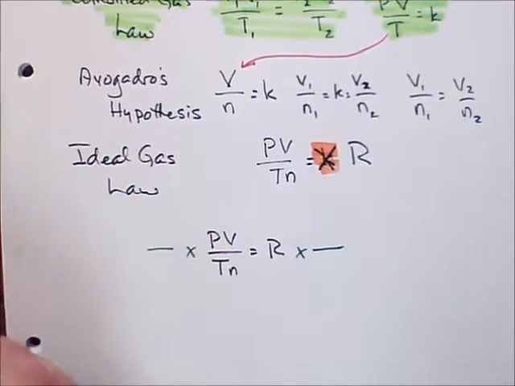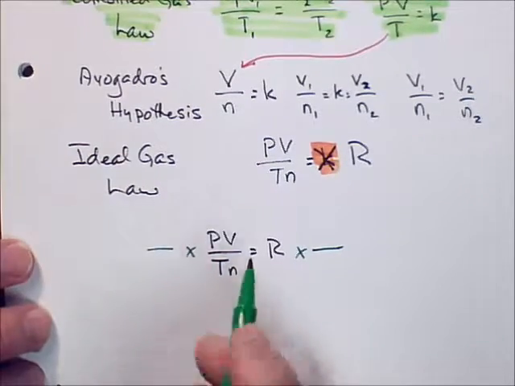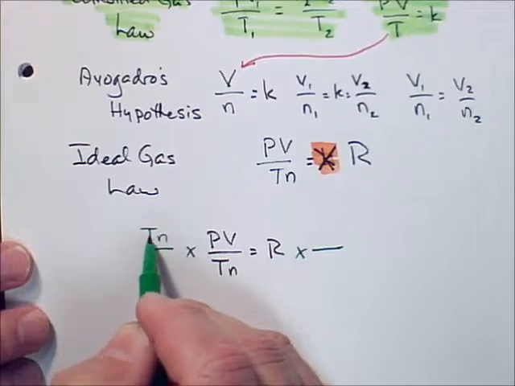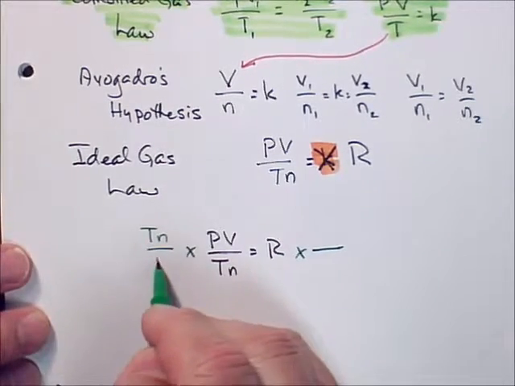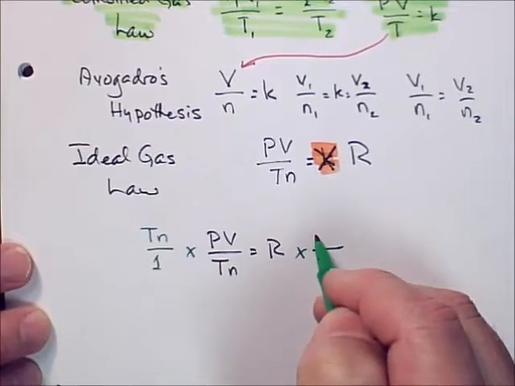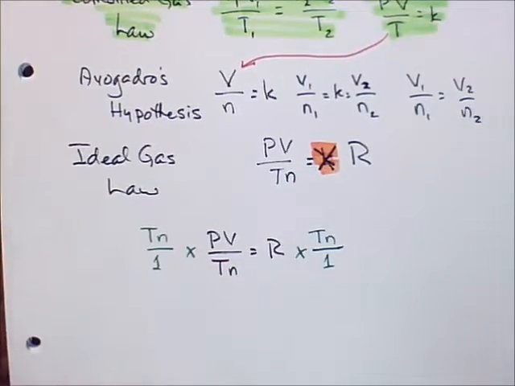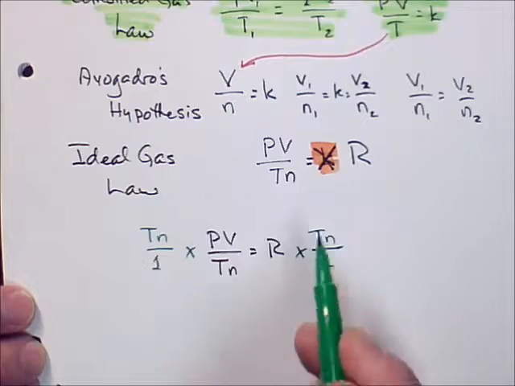And if you remember, as long as you do it to both sides, that's an allowed mathematical operation. If I multiply this side by Tn, Kelvin temperature times the number of moles, N stands for the number of moles, and I'll do the same thing on this side, Tn, that's allowed. As long as you do the same mathematical operation to both sides, the equality is still valid.